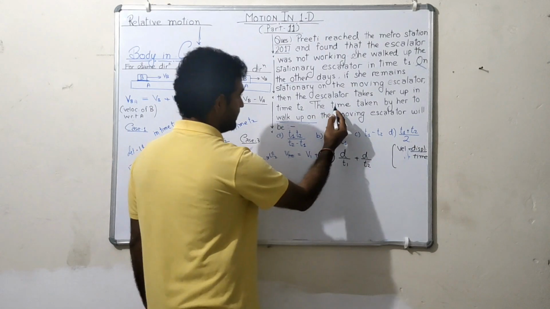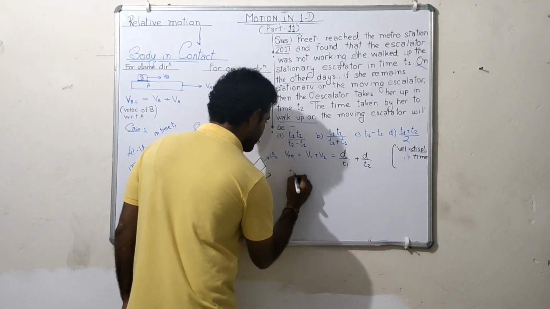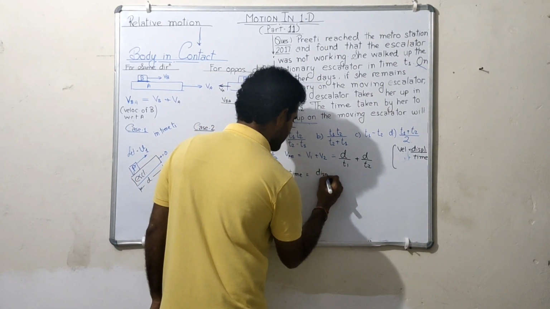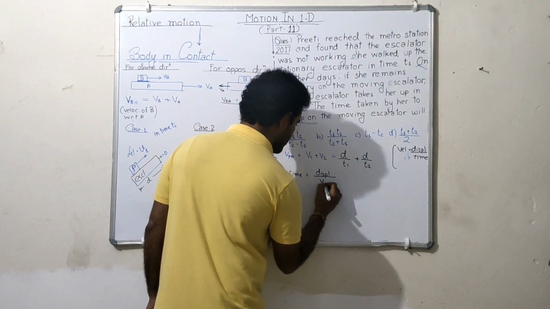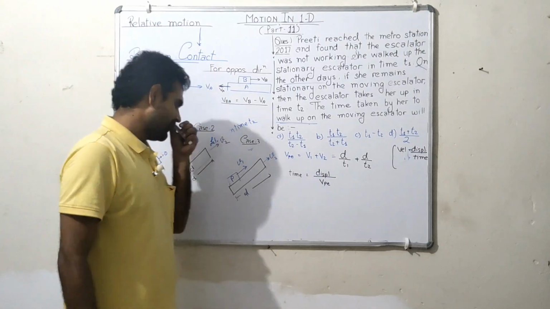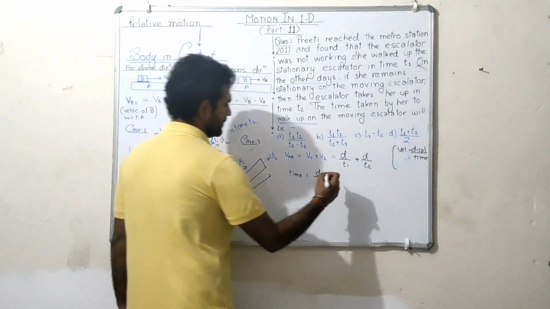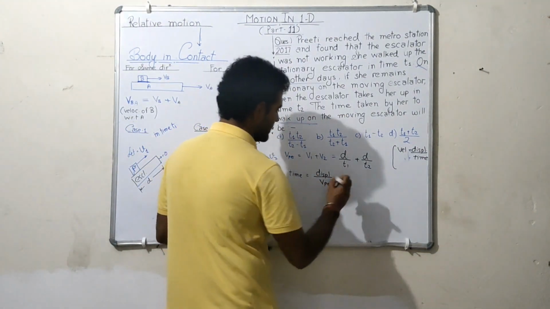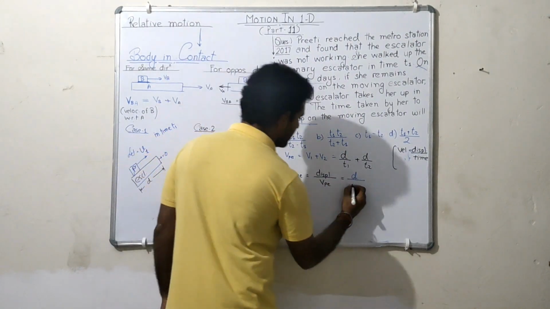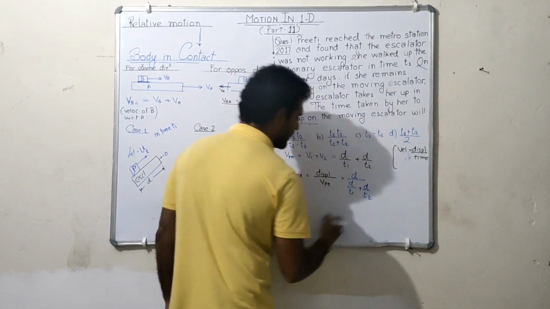Now since they are asking for the time, the net time will be given by the displacement upon the net velocity, vpe, right? Now displacement will be the same. The accelerator and Preeti both will cover the same distance d. So here we can write displacement as d, right? And vpe, what is vpe? It is d upon t1 plus d upon t2, right?